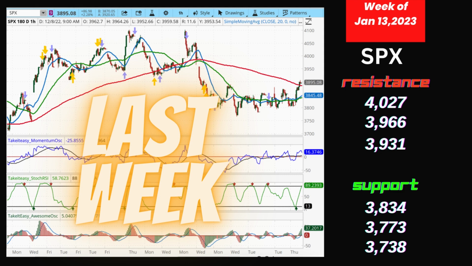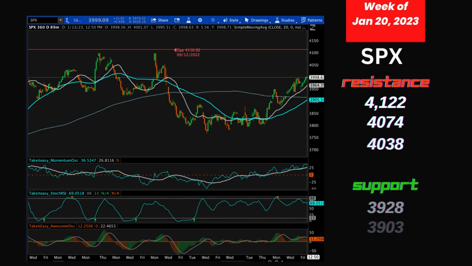This is SPX chart and levels from the last week. SPX is currently trading around $4,000. For the coming week, the first resistance is at $4,038, second resistance is at $4,074. The weekly resistance is at $4,122. Support or demand for SPX would be first at $3,928. The next area of support will be $3,903, and weekly support will be at $3,886.